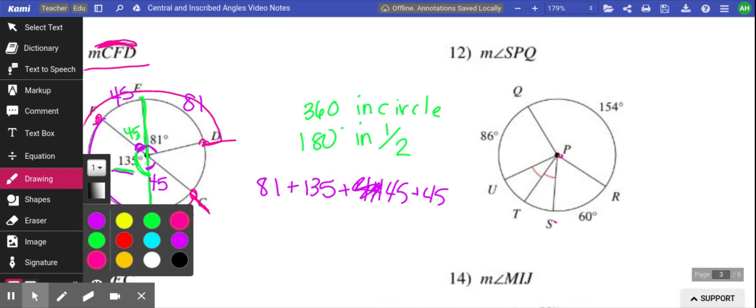Here's P. We're trying to find an angle, not an arc length. So SPQ. We want to find this angle right here.